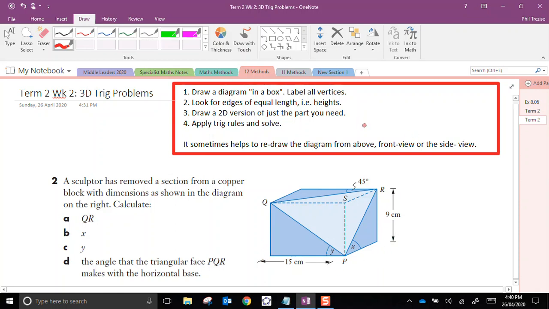Now when we've decided what part of the diagram we are going to use, I recommend we redraw just a 2-dimensional version of that part. So perhaps just a triangle or something like that. Apply our normal trig rules.